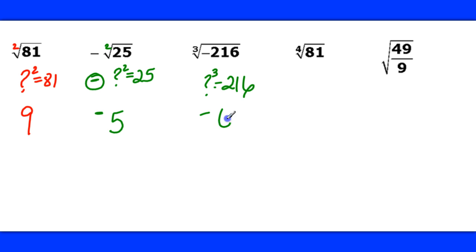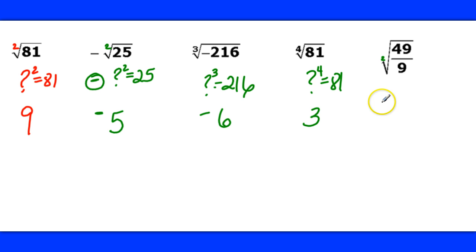And that's going to be 6. And again, since this is negative and this is odd, my answer is negative. All right, this one is asking you what number to the 4th power is going to give you 81, and that's going to be 3. Here, I just split it up. This is a square, this index of 2 there.